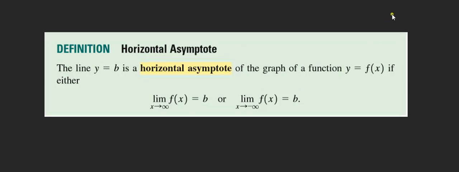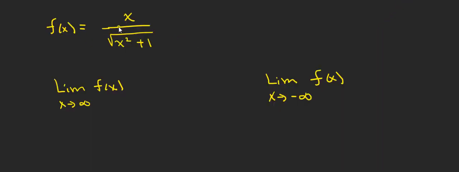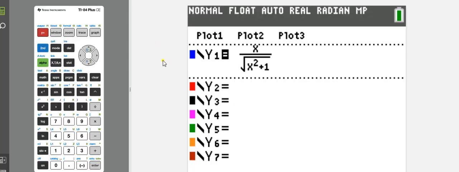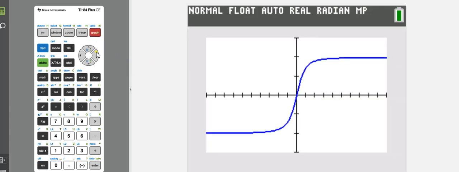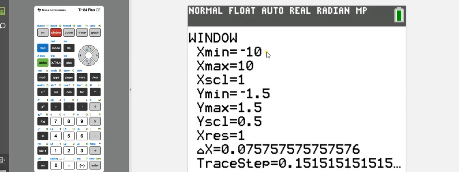Let's look at an example. We have f of x equals x over the radical of x squared plus 1. So let's see what happens to the y value as we approach infinity. Let's graph this and see what happens. I got a nice graph because I set my window as this screen right here. And notice my y-scale, I set it at 0.5.